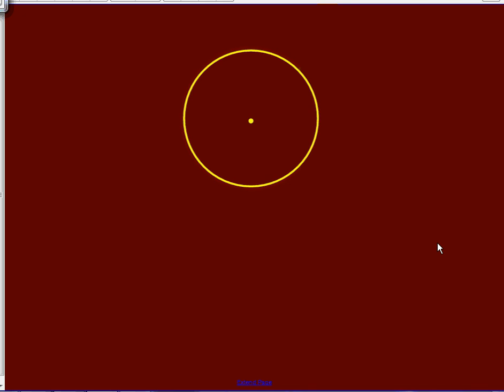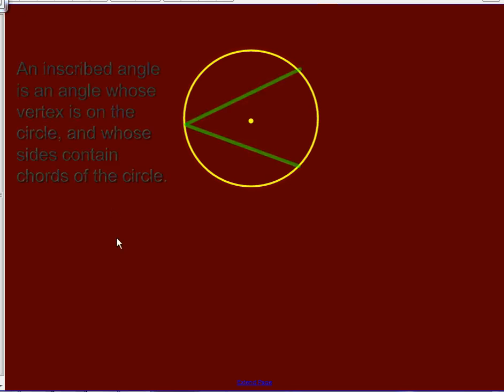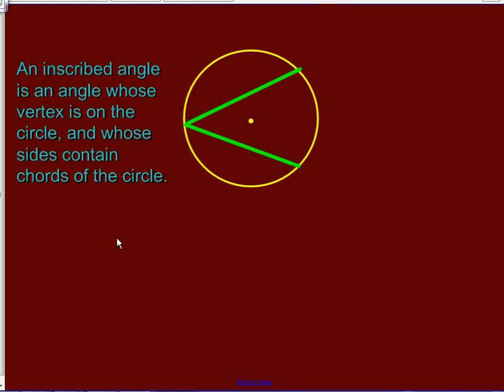All right, hello geometry. So today what we're going to be talking about is finding the angle measurement of an inscribed angle. So before we begin talking about the different theorems that we have today, we need to actually go through some vocabulary words. The first one is, what exactly is an inscribed angle?